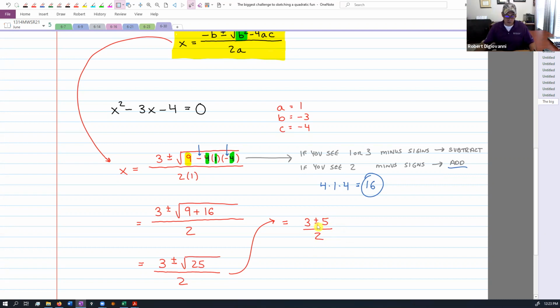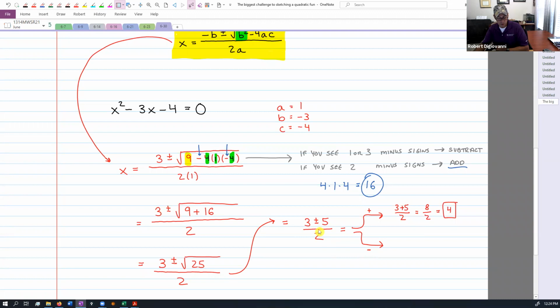And now we have to deal with the plus or minus. So here's the way I like to deal with it. I look at this as being 2 different answers. One is what happens when I use the plus. The other one is what happens when I use the minus. So let's imagine that this is just the plus now. 3 plus 5 over 2. You have to do the top first. 3 plus 5 is 8. 8 divided by 2, that gives you 4.